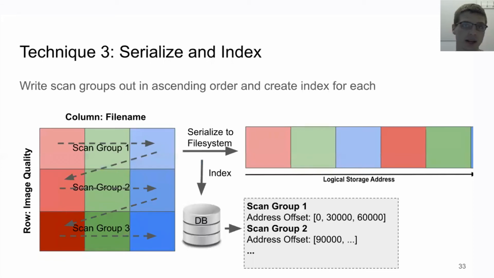Finally, the matrix is written out to the file system and an index is recorded in a database, such as SQLite or RocksDB. The index serves as a set of pointers for the serialized file, allowing for the scan groups and image offsets to be easily found.